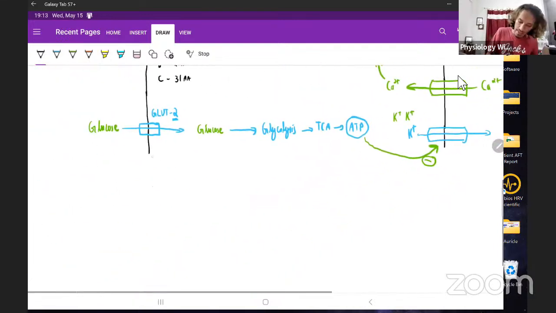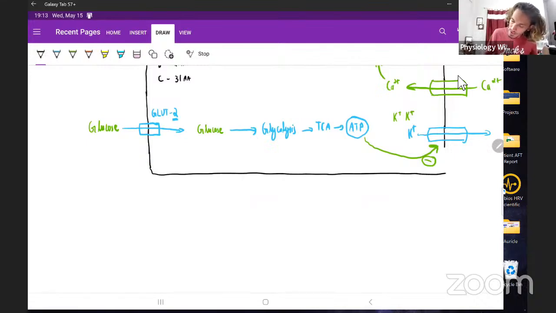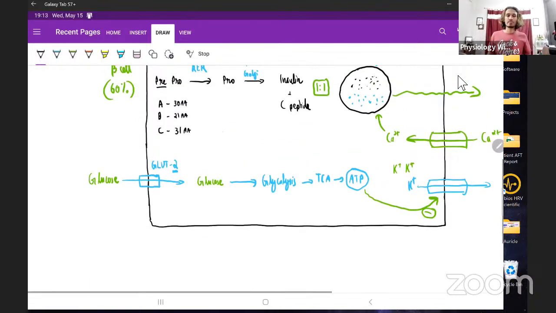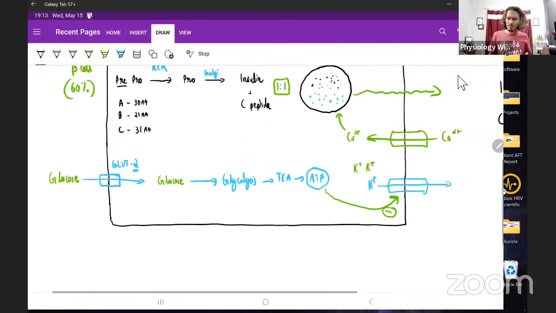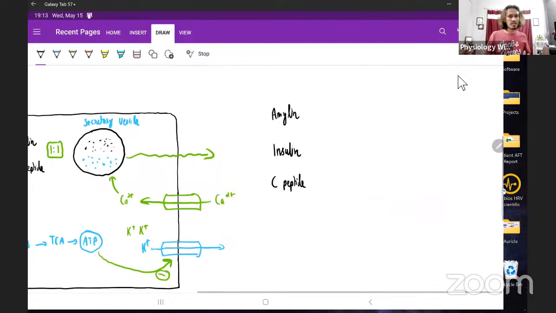Okay. Next, we'll go to the next cell, which is your alpha cell. But before that, we'll quickly try to understand what amylin does, what insulin does, and what is the functionality of C-peptide. And then we'll go into it in detail later.